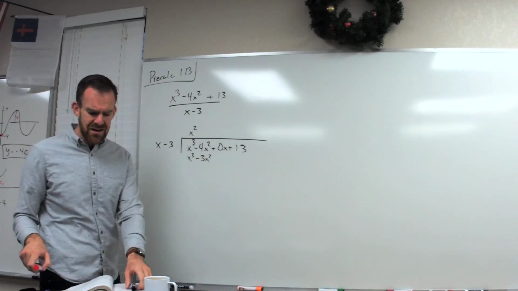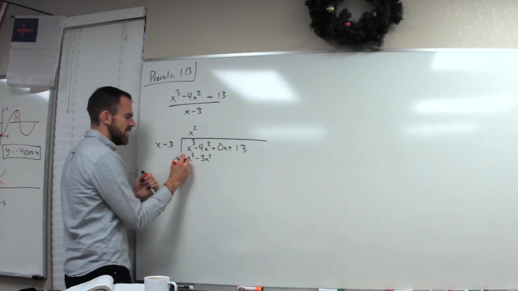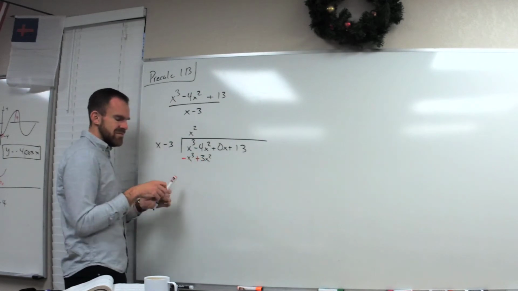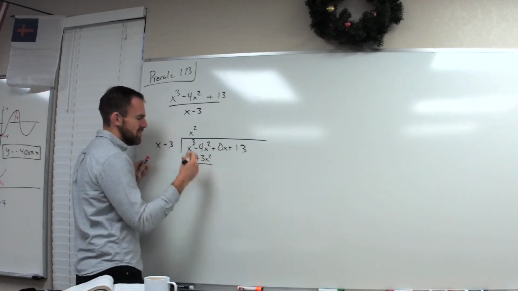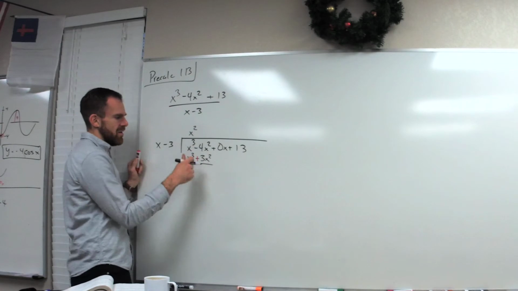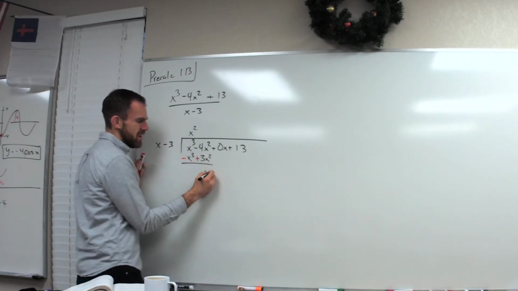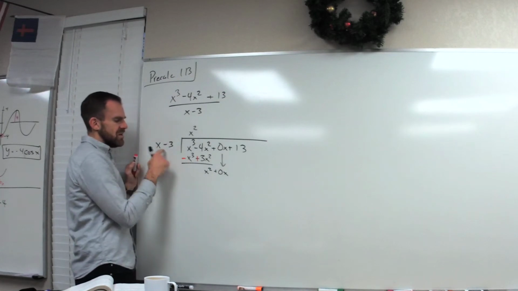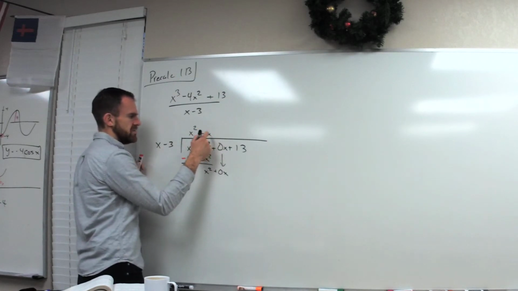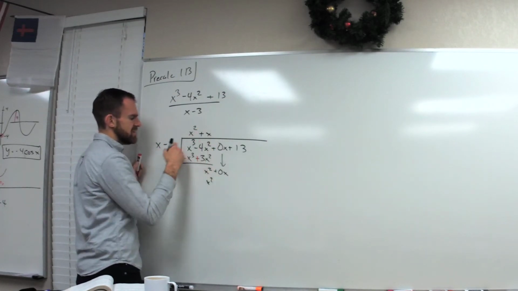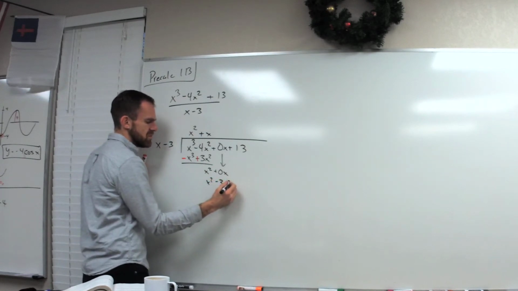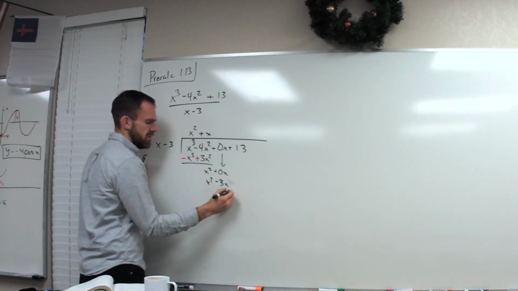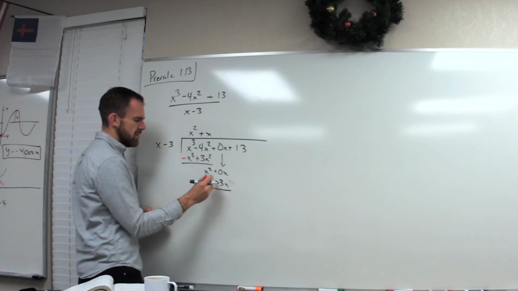Change the sign in a different color. If you're still fighting me on that, you have lost the fight. Well, you don't have to do it anymore because this is gone. So, bring this down, we get x squared plus 0x. X squared divided by x is x. X times x is x squared. X times negative 3 is negative 3x. There we go. Change the sign in a different color.